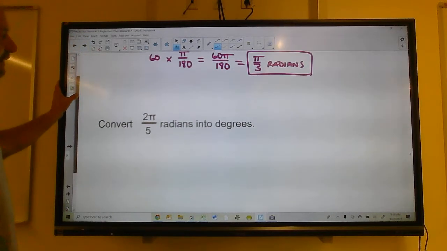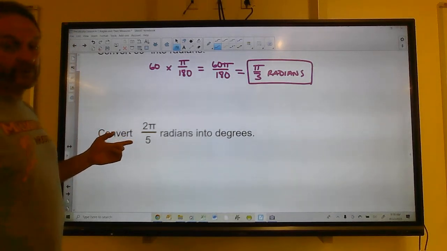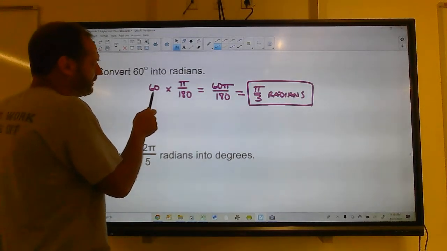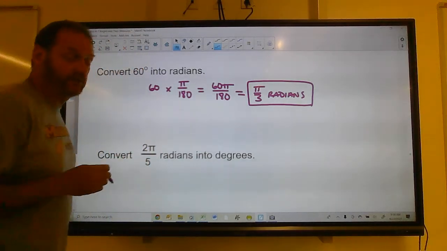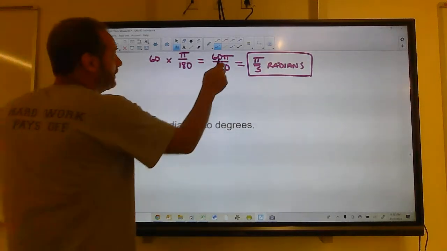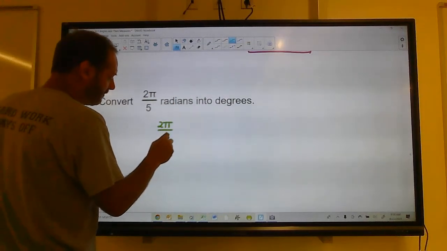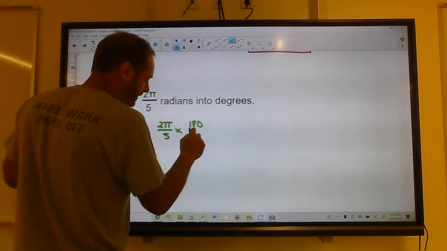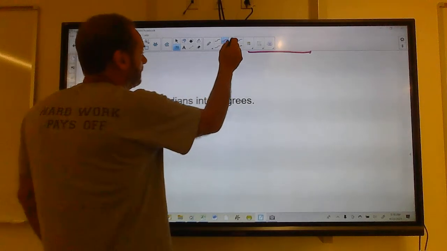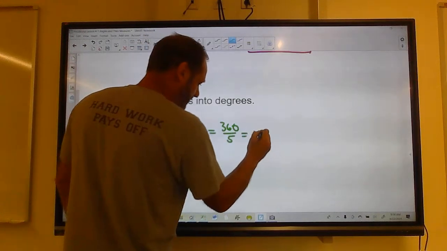All right, convert 2 pi over 5 radians to degrees. Okay, so here's the thing. This one's going backwards. In the last one, since we were in degrees, we put pi's into this thing, so the pi's went on top. In this one, we want to take the pi's out, so the pi's are going to go on the bottom. So we're going to take 2 pi over 5 and multiply that by 180 over pi. That's going to cancel out the pi's. This is going to be 360 over 5, which comes out to be 72 degrees.